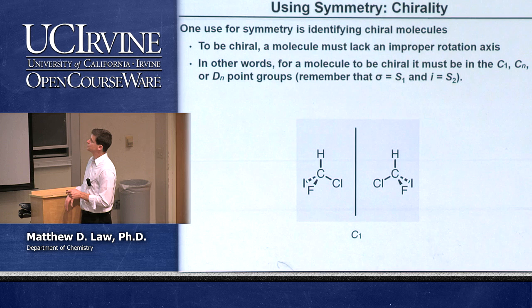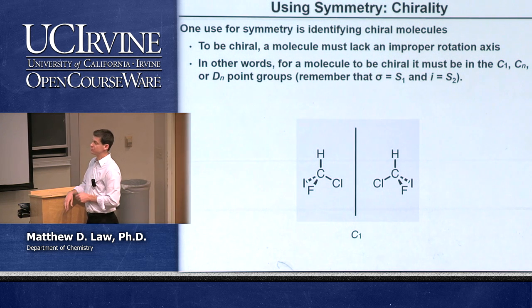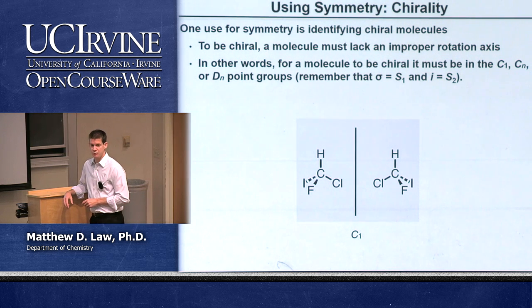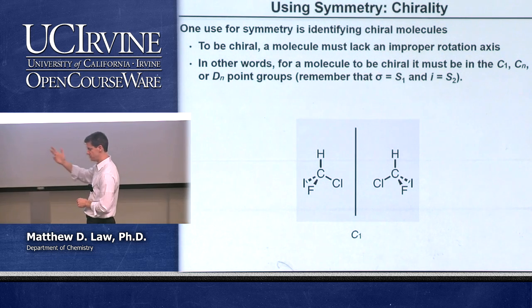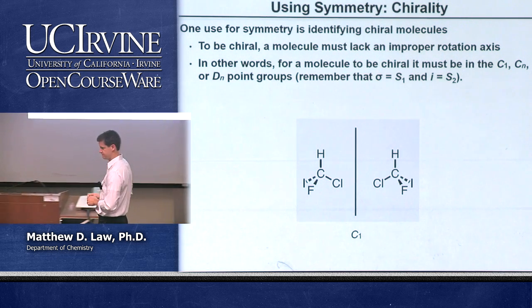We can't have any mirror planes, because remember, a mirror plane is the same thing as an improper S1 rotational axis. And you can't have an inversion center in your molecule and be chiral, because inversion is the same thing as a 180-degree rotation followed by a perpendicular reflection, otherwise known as an S2. So you can't have a mirror plane, you cannot have an inversion center, and you can't have any of the other possible S axes.